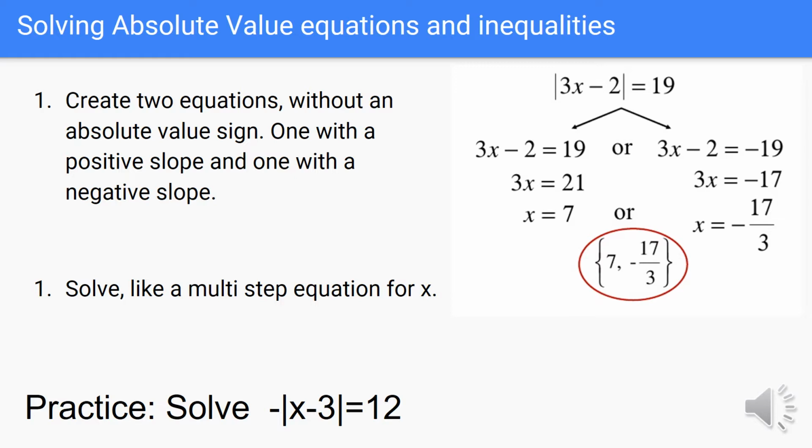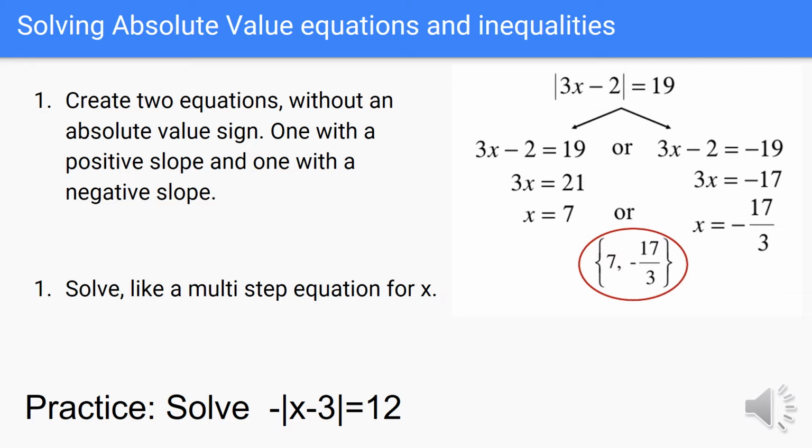To solve absolute value equations without a graph, you need to create two equations, one positive and one negative, and then solve each corresponding equation for the x values that satisfy the original equation. On the equation on the right, we have 3x minus 2 equals 19. So we set one of them equal to positive 19 and the other equal to negative 19.